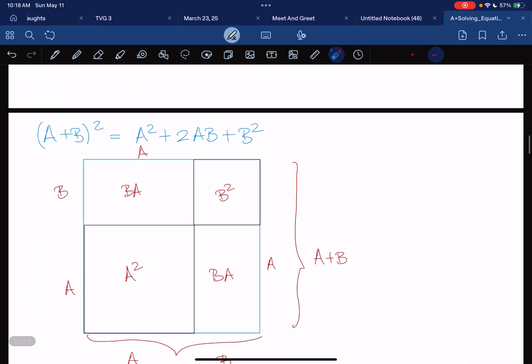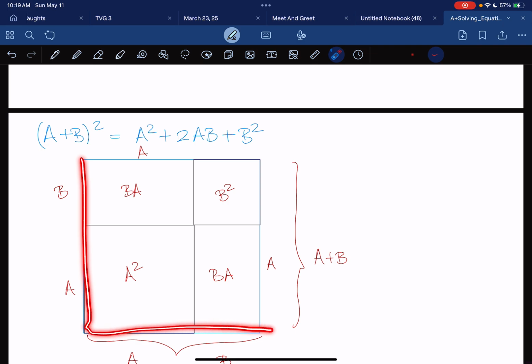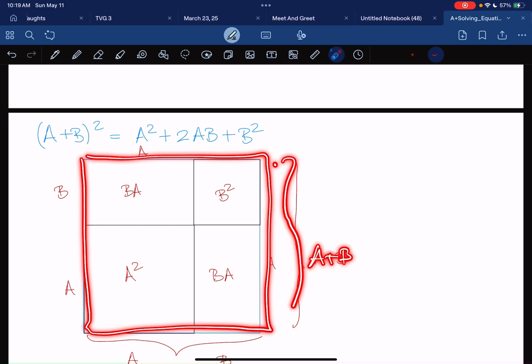Our second identity is a plus b squared equals a squared plus 2 times a times b plus b squared. Now, where does this come from? Well, imagine you have the following construction. You have this larger square whose height is a plus b and whose base is a plus b as well. So the total area of this square is a plus b squared.